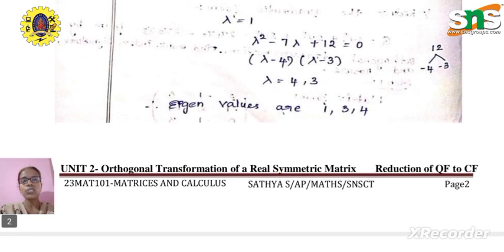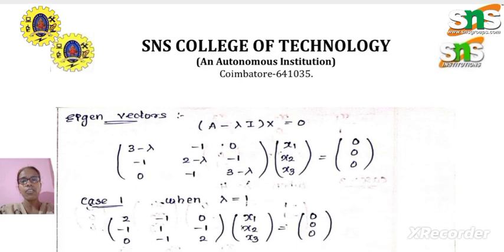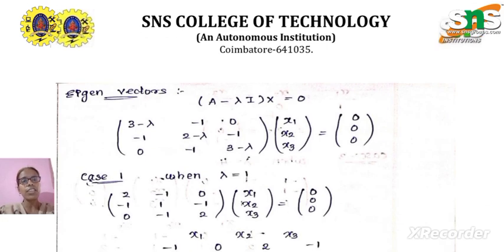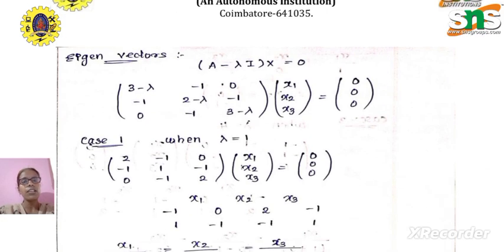The next thing is, we need to find the eigenvectors. We already know the concept: A minus lambda into x equal to 0. So in the diagonal, just add minus lambda. Then we are going to get the matrix in this form. Check this form. And the first lambda value is 1. Just replace lambda as 1.